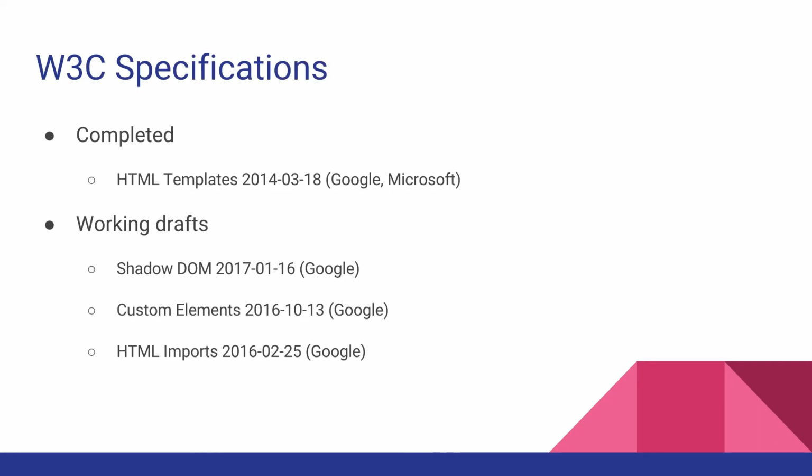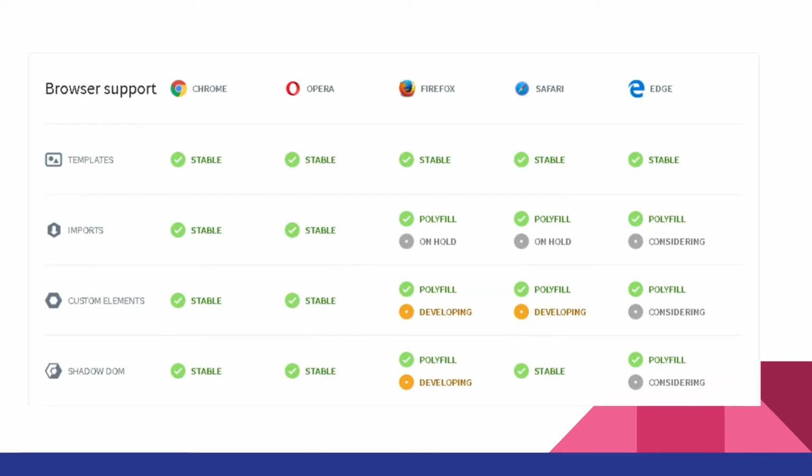So, some specifications. HTML templates are pretty much done. It was completed in 2014 and is implemented. Then we have Shadow DOM and custom elements, which are heavily worked on at the moment, but those are still working drafts. And HTML imports, well, there's a lot of disagreement on how they should be done, so it's not that high of a priority at the moment.